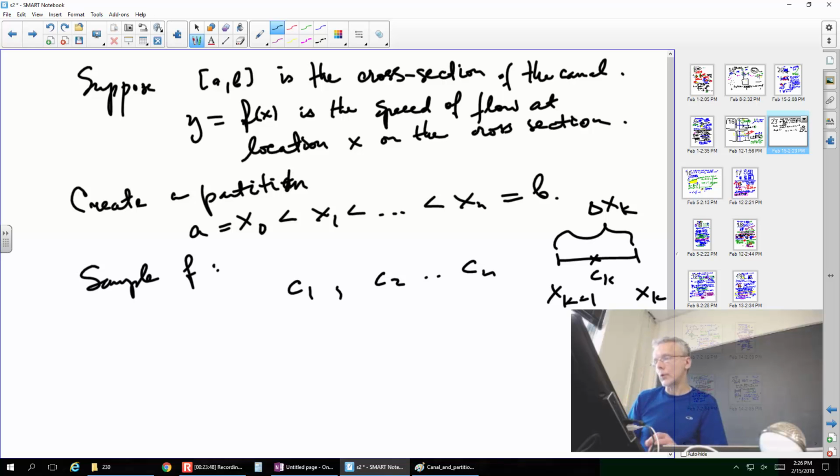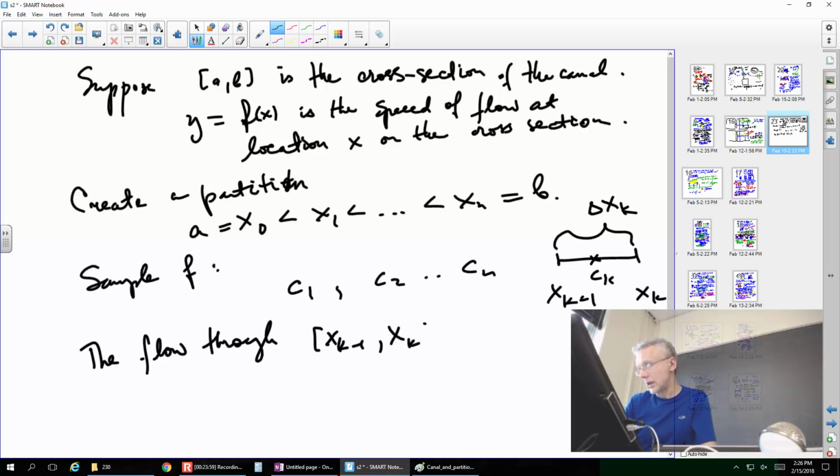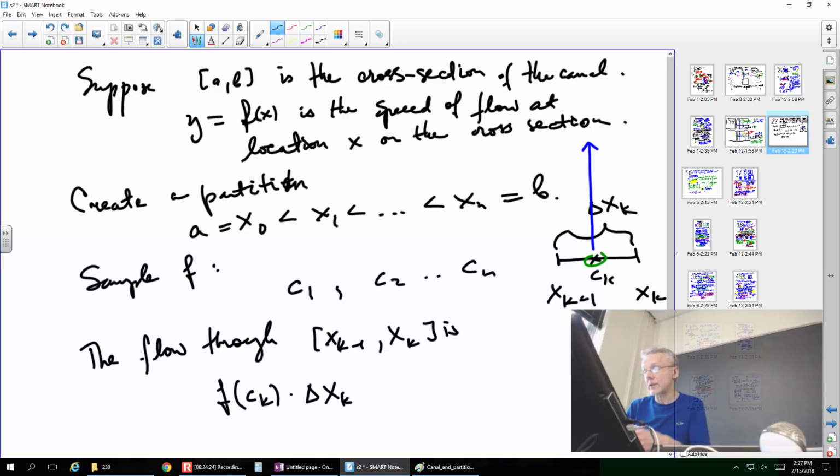Then what we do is this: the flow through, say, the interval from x sub k minus 1 to x sub k is the sampled speed c sub k. So our speed is sampled over here, and you can think of it as if once again we have an arrow here, and then you multiply by the width, which is delta x sub k. So the flow through each of these is that. The total is naturally simply the sum of those.